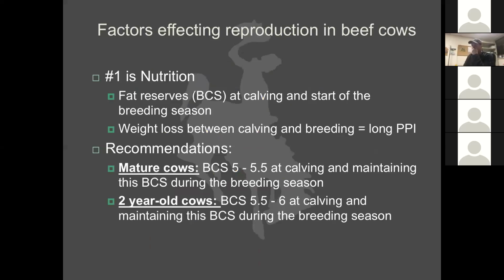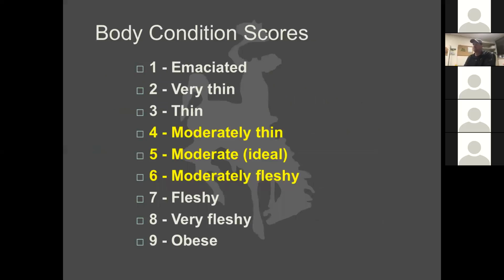We recommend that mature cows are somewhere in between a 5 and 5.5 body condition score. And I'm going to show you the pictures here in a minute. 2-year-old cows, we want just a little bit fleshier because, again, they're growing and we need them to have a little bit more fat on them. Okay? So our body condition scoring is on a 1 to 9 scale.